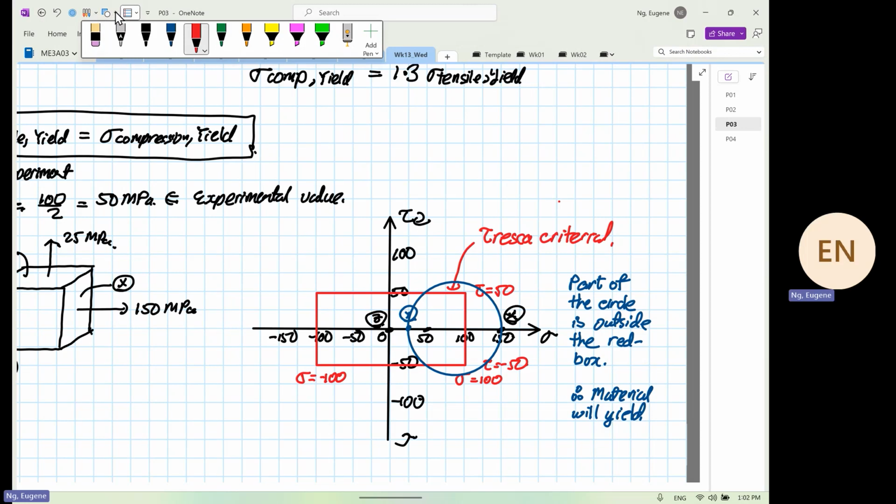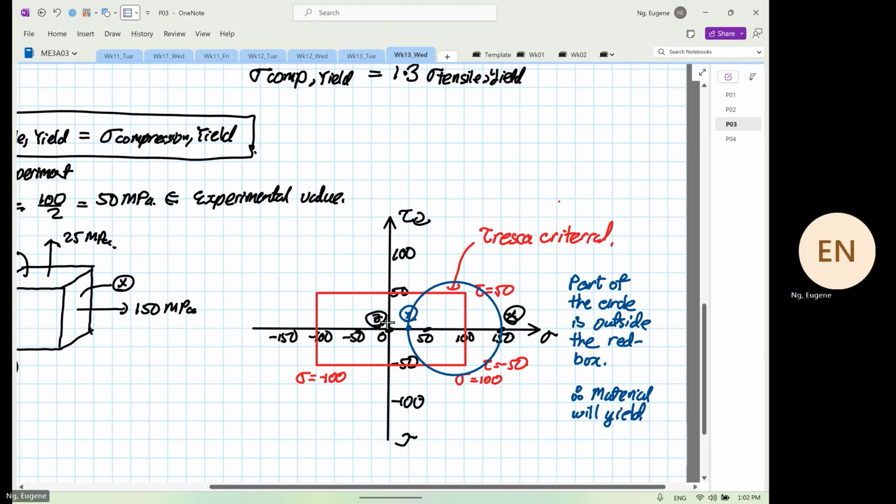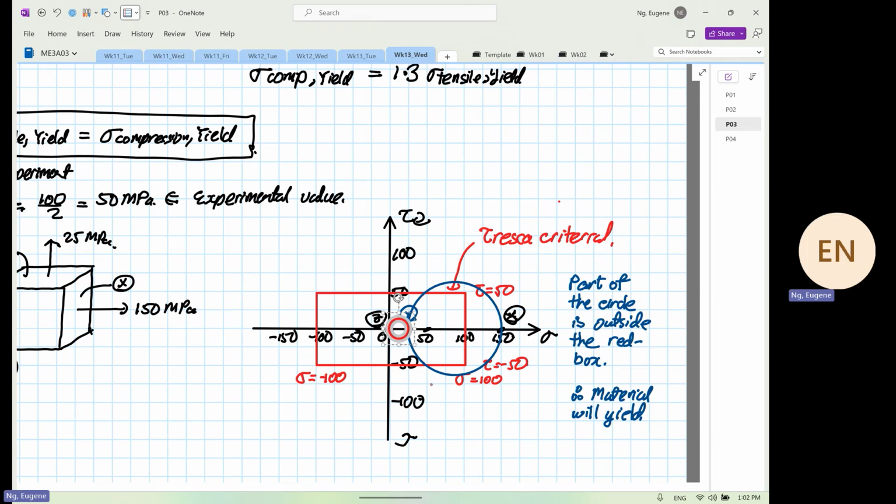We will have another circle over here. So this is one circle. And then we have an even bigger circle, yes or no? We have an even bigger circle, and this circle is the actual circle that is going to ruin the material.